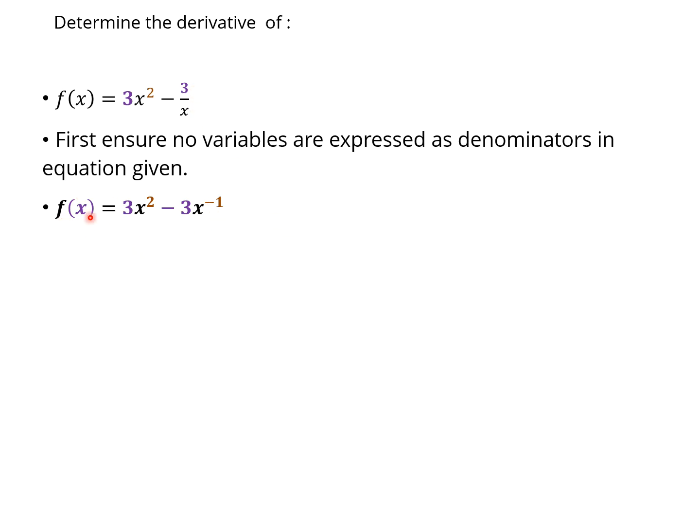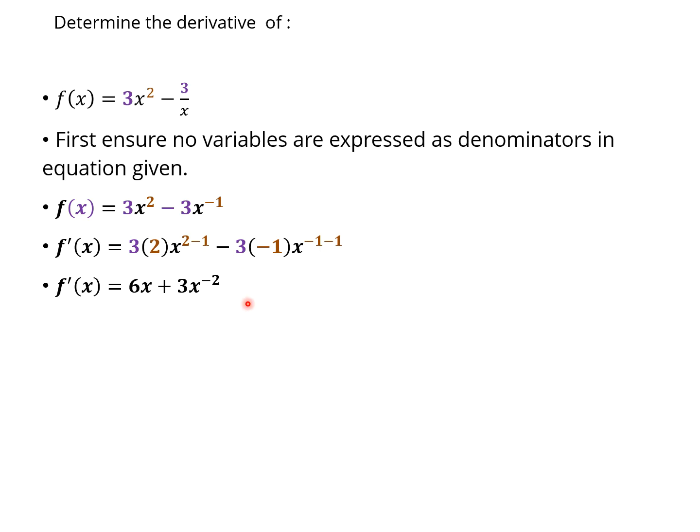So if I say f prime of x, I would have 2 times 3, 2 minus 1, minus 1 times negative 3, negative 1 minus 1. Right, so you see there 2 times 3, 2 minus 1, minus 1 times negative 3, negative 1 minus 1, so that's 6x, not minus 3, plus 3x negative 2. Right, and that is my answer. 1 mark for each one I found correctly, and another mark for simplifying, so this would have been a 3-mark question.